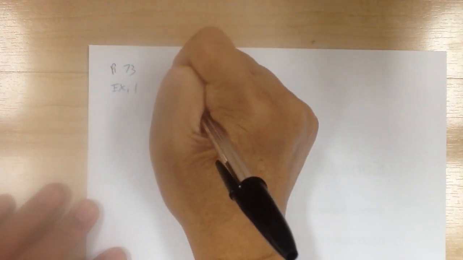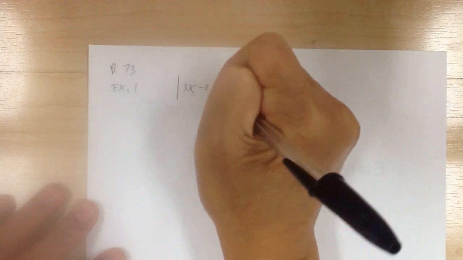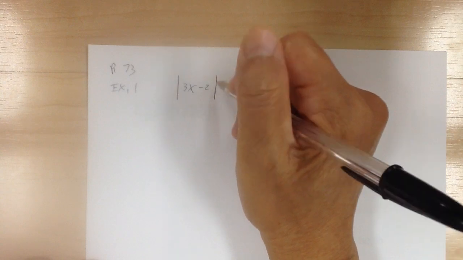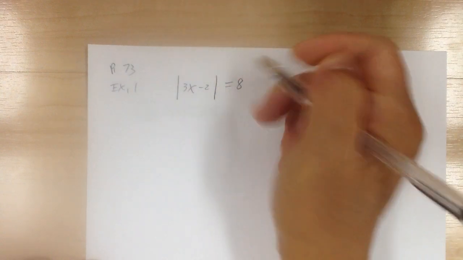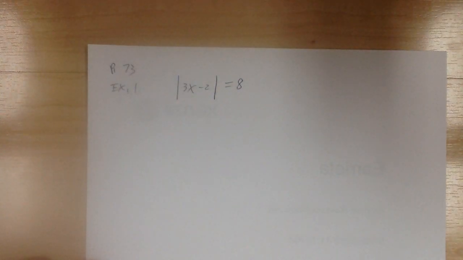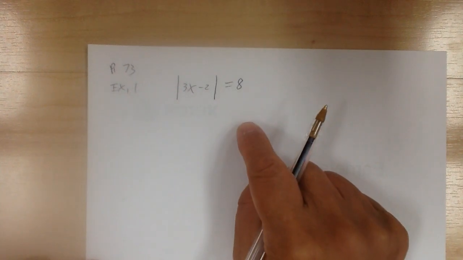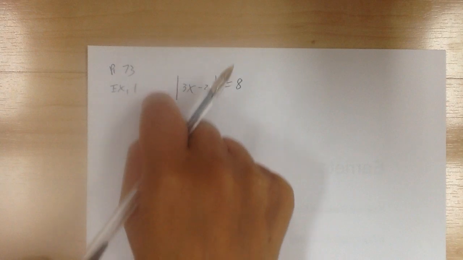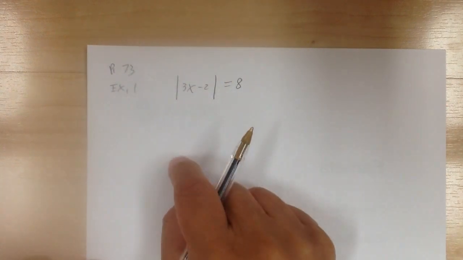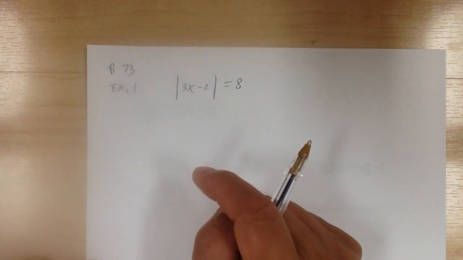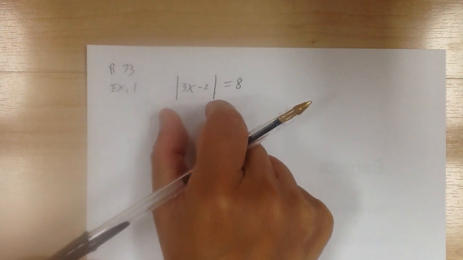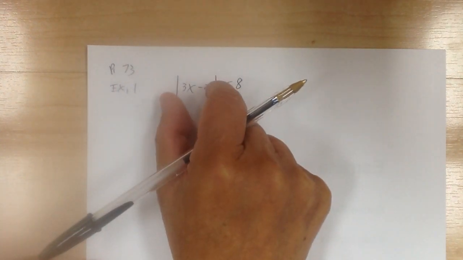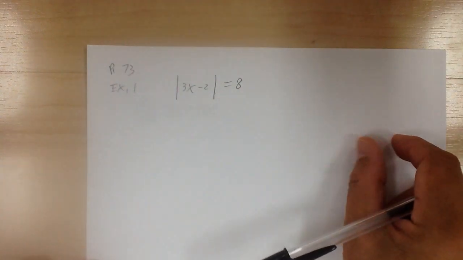Okay, so you want to solve the absolute value of 3x minus 2. Make sure you draw the absolute value line kind of long so it doesn't look like a 1. There are a couple of things we need when solving absolute value. First, you need to have the absolute value by itself. You have to get rid of all the things on the outside. Next, once you get your absolute value by itself, you can exchange the absolute value equation into two regular equations.